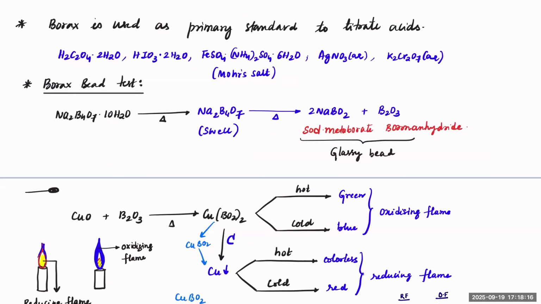Usually, borax is used as a primary standard just like others. What are the others? Oxalic acid, KIO3, Mohr salt, AgNO3, K2Cr2O7. These are solutions which are used as primary standards. Primary standards are those solutions which are completely inert to the atmosphere. Their concentration remains constant for a very long time. They do not undergo any decomposition in air, water, or light. And borax is one of them.